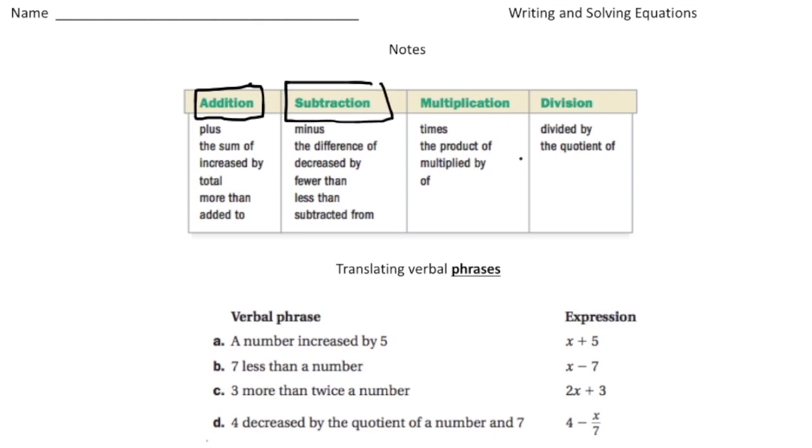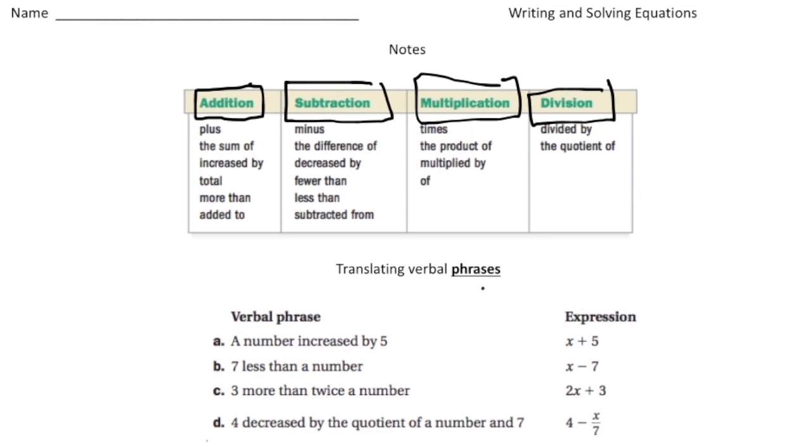Multiplication, the signs you'll see: times, the product of, multiplied by, or of. And then last but not least, with division, keywords would be divided by or the quotient of. Alrighty? The better you know this table, the better off you're going to be when doing your activities. So I would definitely write these down even though they're right in front of you.